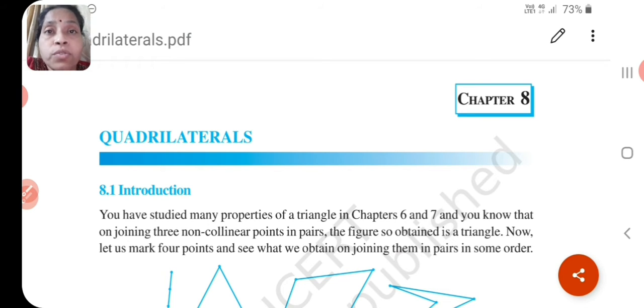A four-sided closed figure is called a quadrilateral, and there are many types of four-sided closed figures: rectangle, square, rhombus, and kite are also four-sided closed figures. Trapezium is also a four-sided closed figure. A trapezium is a figure which has only one pair of parallel sides.